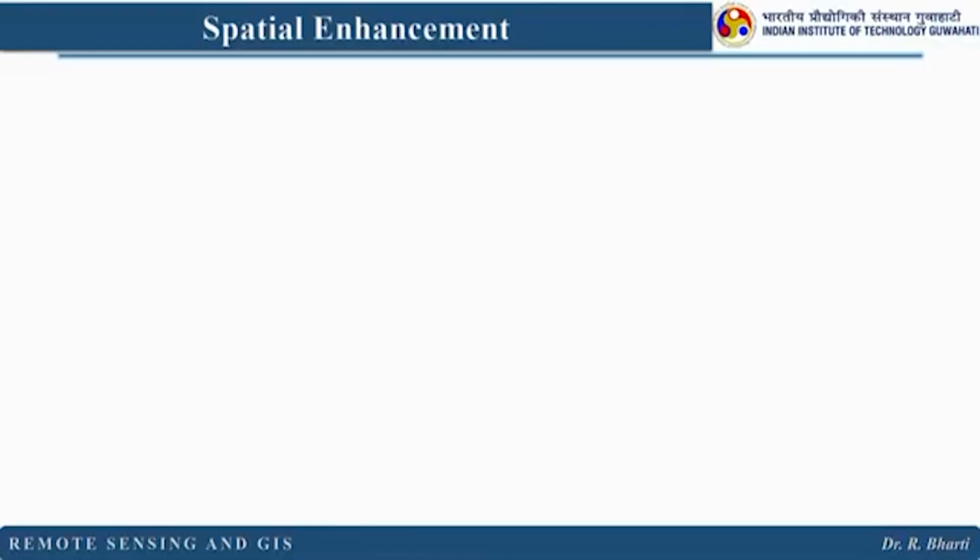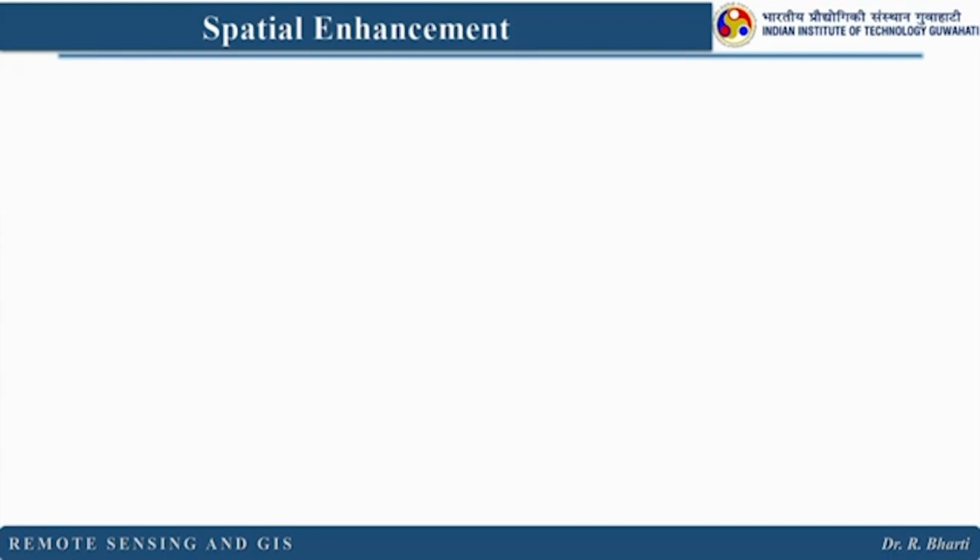This is the second lecture on digital image processing. I hope you have understood the concept which I explained in the previous lecture. In this lecture, let us start with spatial enhancement. So what do we mean by spatial enhancement?